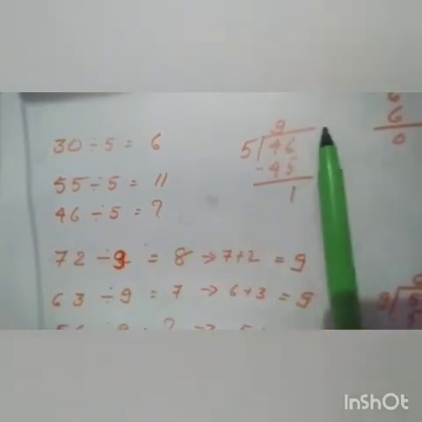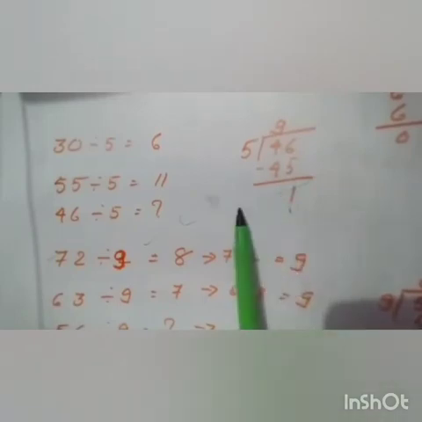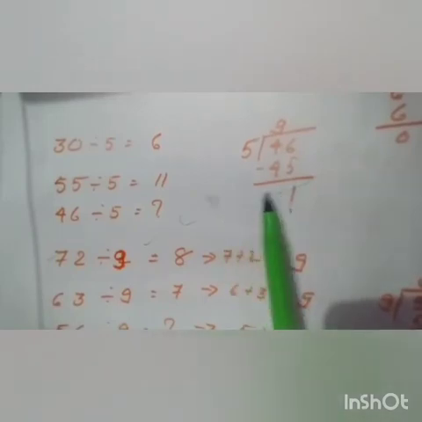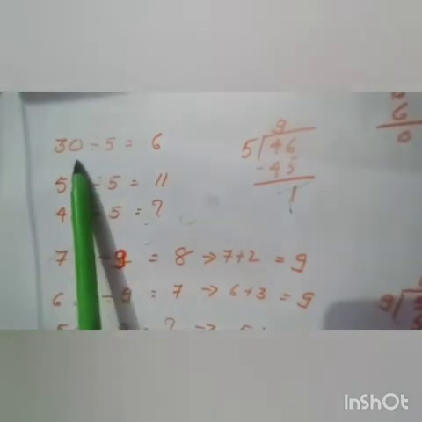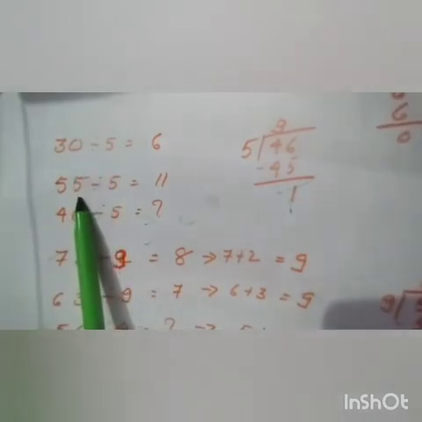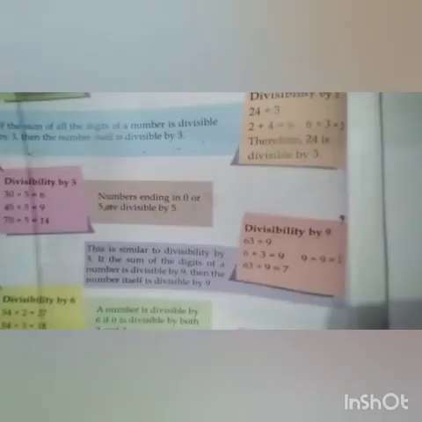Then you can check it. 9 5s are 45. 46 minus 45 equal to 1. That is, the remainder is 1. That is, 46 is not exactly divisible by 5. That is, only the numbers ending with 0 and 5 are divisible by 5.